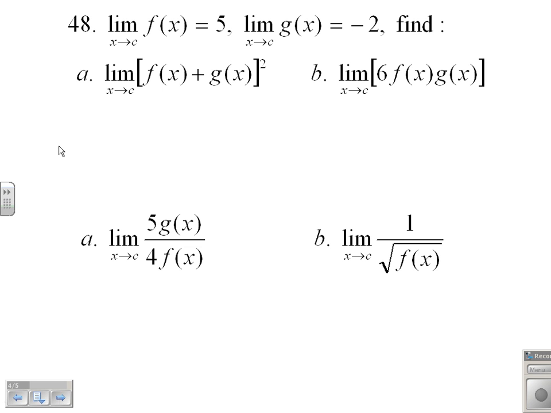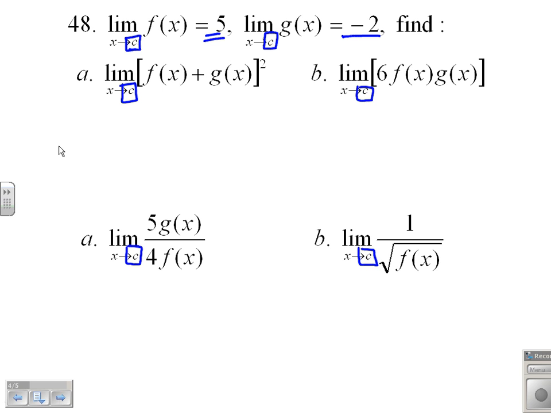This says some function called f, as x approaches c, it becomes 5. Some function g, this is important, x also approaching c, it is trying to become negative 2. So then we're to find a bunch of limits of these guys that are all approaching c. That's important.